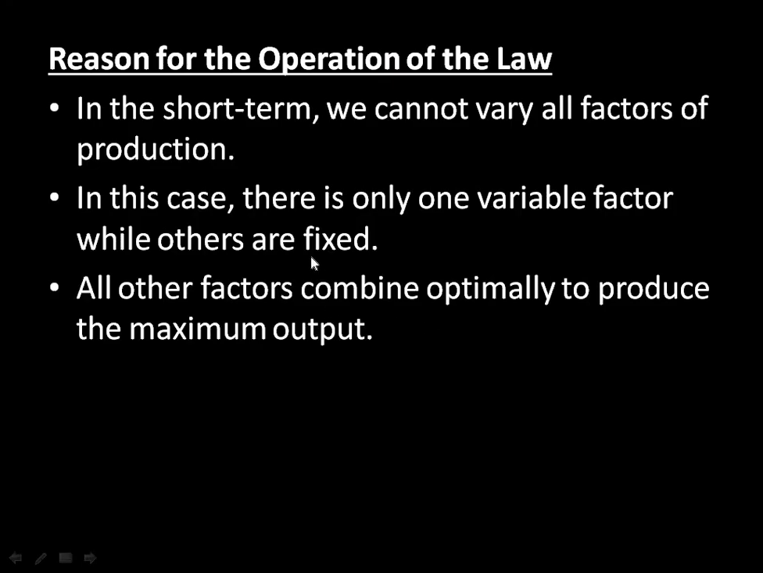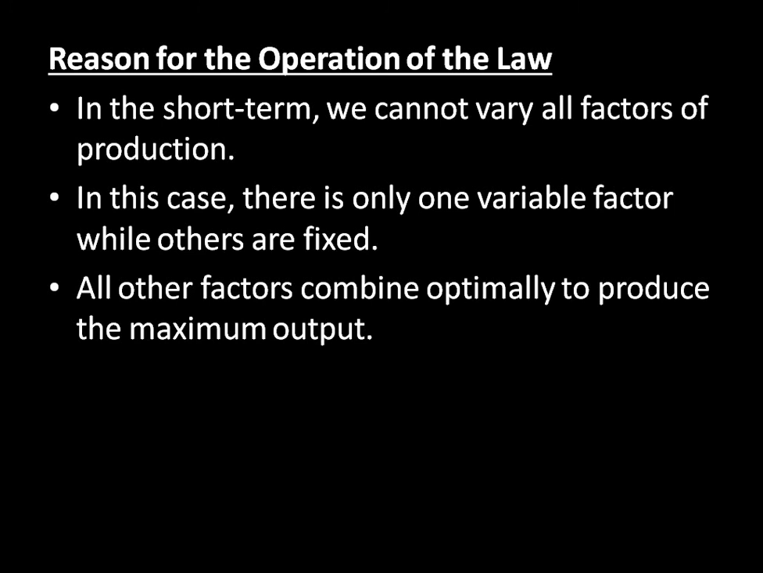Why is the operation of the law like this? In the short run, we cannot vary all the factors of production because only one factor can be changed, and with one factor we can't change the output.